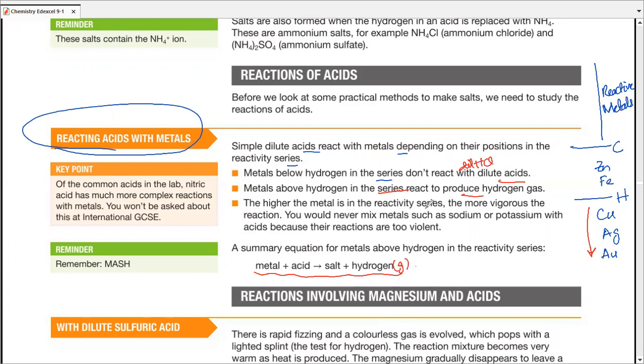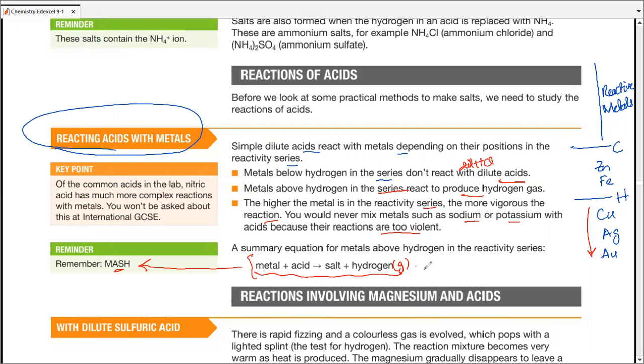The higher the metal in the reactivity series, the more vigorous the reaction is going to be. And some of the elements like sodium, potassium, calcium, the reactions are too violent, we don't even perform them in school labs. Now, this is a very generic statement. You can make so many equations out of it. And in order to remember this, we have this mnemonic, MASH. Metal plus acid gives salt plus hydrogen. And it's a very easy mnemonic to remember.